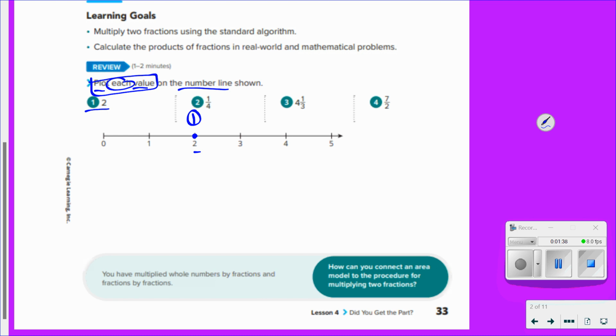Okay, so you guys have 3 more to do. You can do numbers 2, 3, and 4, put them at the appropriate place. Any questions on how to plot a number? Okay, I'll give you 1 minute, go.